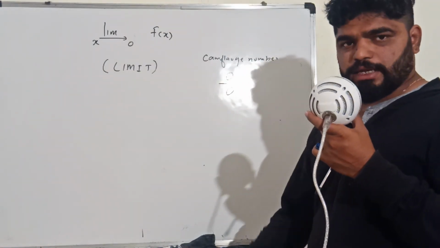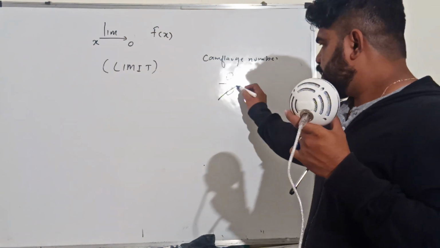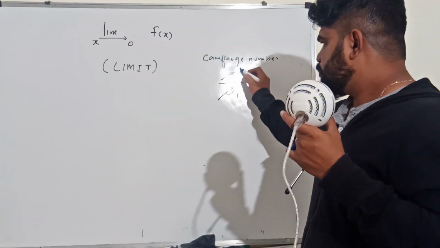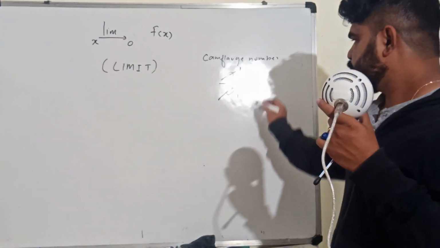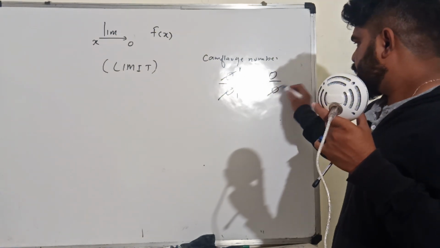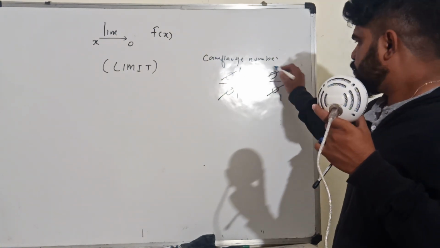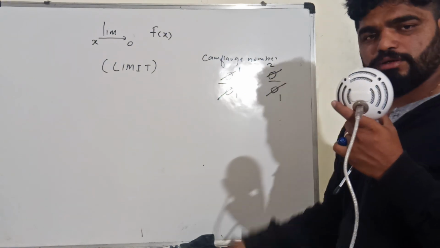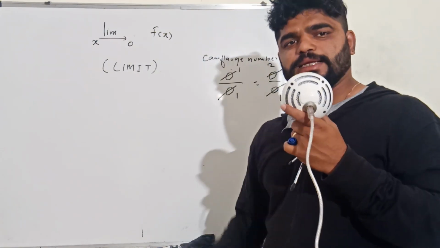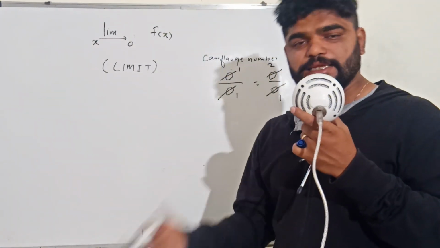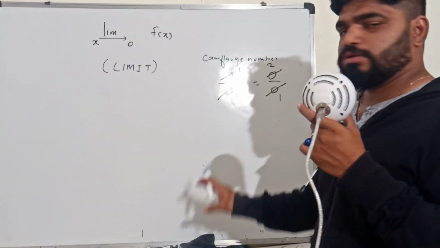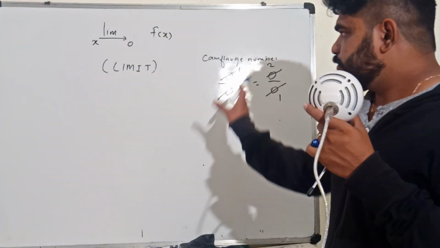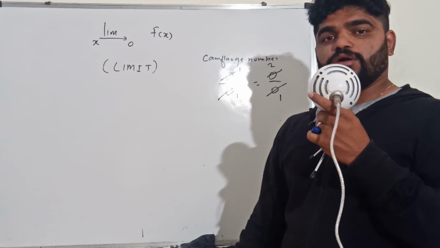It is any value. For example, 0 ones are 0, 0 twos are also 0. So 0 upon 0 can be 1, 0 twos are also 0, so the value of this 0 upon 0 can also be 2. It can be 3, it can be 2.5, it can be any number. So 0 upon 0 can take any number. This is very interesting from the point of view of limits.